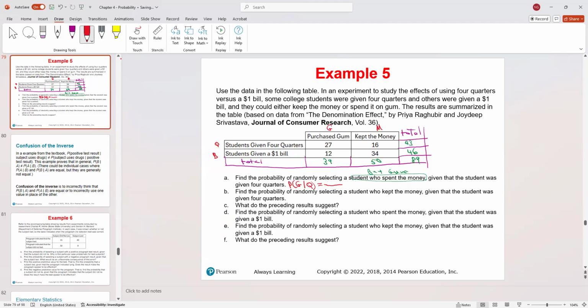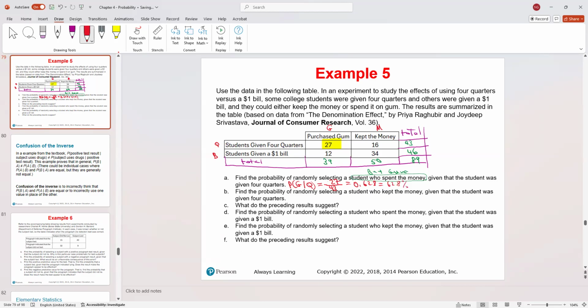Given that the student was given 4 quarters, what is the total for 4 quarters? Yes, 43. Then you take the intersection of these two. The intersection is right here. The intersection is 27 over 43. Of course, you can also express it as a decimal, fraction, or percentage. 0.628, that you can rewrite also as 62.8%.